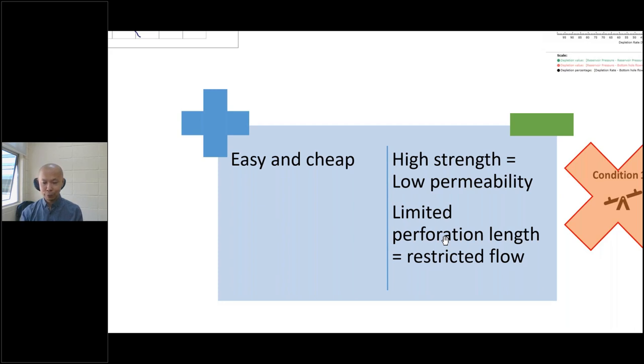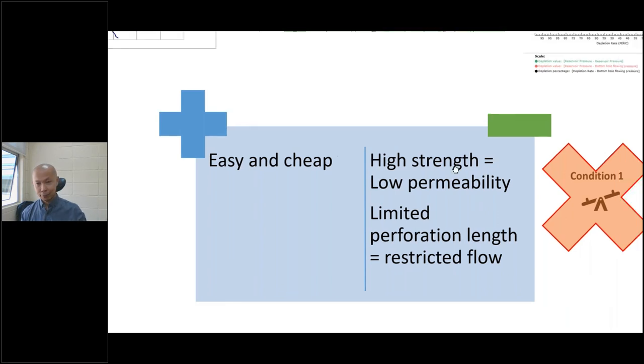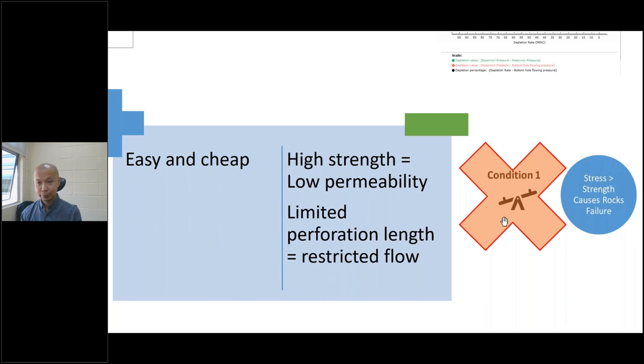Another thing is the fact that we don't perforate the whole interval, we only perforate part of it, so you can expect that the flow needs to converge to that selective short interval. That converging will create additional pressure drop. Again, that will impact the production. Now, unlike the previous three methods that I explained, the selective perforation addresses condition one. We are going to select which portion of the reservoir where this condition one will never happen, or we try to avoid and control it from happening. So that's selective perforating.